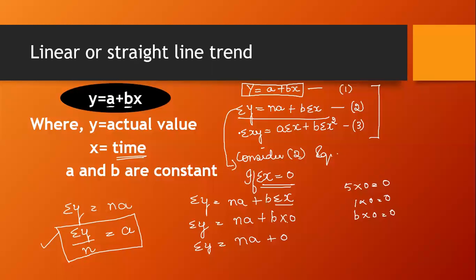What is the equation? Now you have to consider equation 3. Which is equation 3? This equation, you have to consider. The equation is like this. Summation xy is equal to A summation x plus B summation x square.